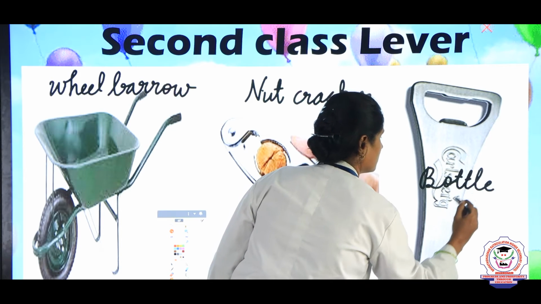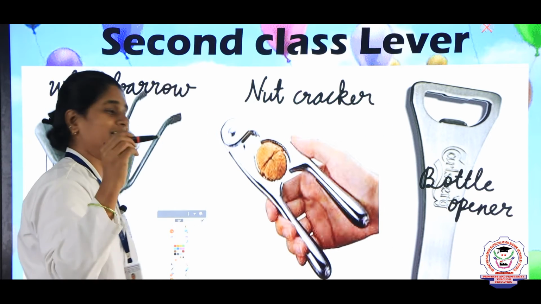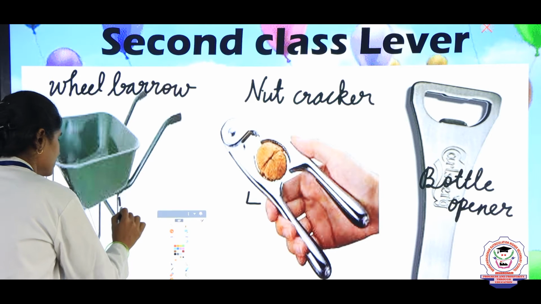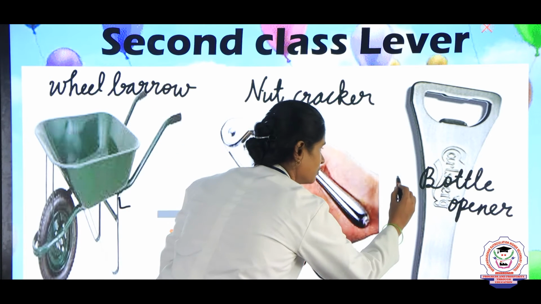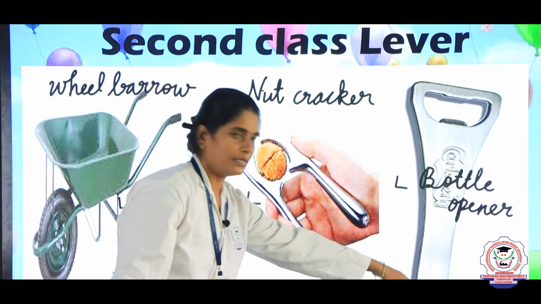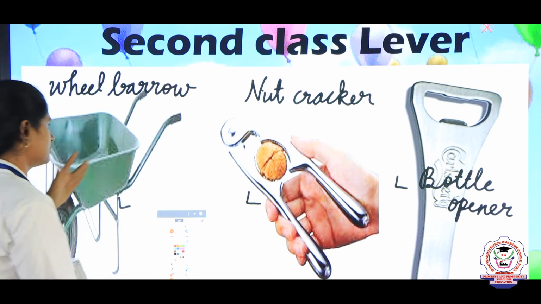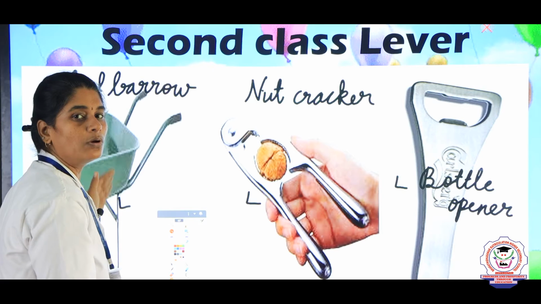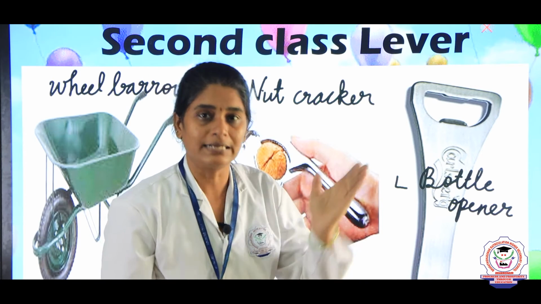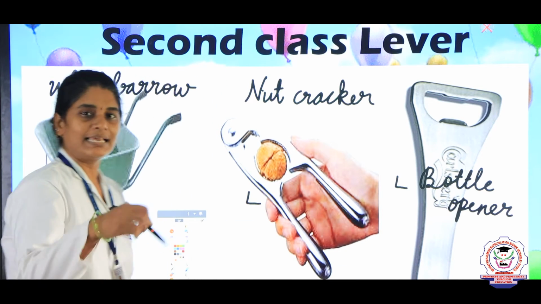So here we can see the load is present in the center. Here the load is present in the center, here also the load is present in the center, here also the load is present in the center. Okay. So here the fulcrum is present, here the effort is there; here the fulcrum is present, effort is there; here the fulcrum is present, effort will be this side. So when the load is between the fulcrum and the effort, it comes under second class lever. Okay. So these are the examples of the second class lever.